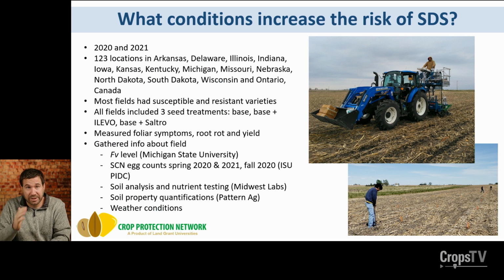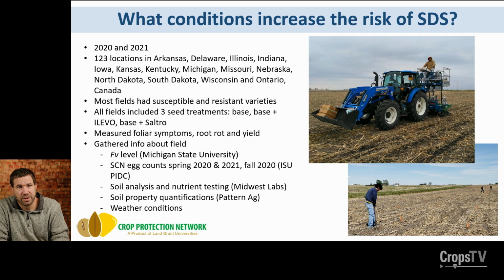So the last couple of years, we've had 123 locations in all of the states that were mentioned in that acknowledgement slide a couple of slides ago. So a lot of different states, and most of these states had fields with a susceptible and resistant variety. Some of them would only have a susceptible variety. All the fields had to have 3 different seed treatments: a base, a base plus Levo, and a base plus Saltro. And then we measured foliar symptoms, root rot, and yield when disease showed up, and then gathered a lot of different information. So we collected a lot of soil samples.